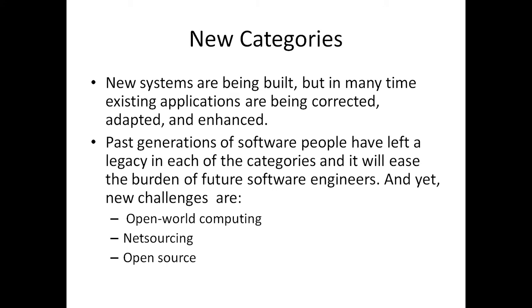We are not only limited to the above seven categories; we are having some new categories of software. The new systems are being built, and many times existing applications are being corrected, adapted, and enhanced. Here, new categories are not developed from scratch. They are developed by using the previous software. The past generations of software people have left a legacy in each of the categories, and it will ease the burden of the future software engineers.